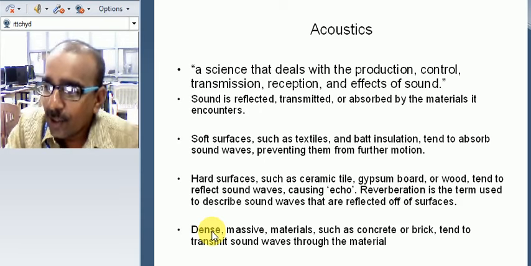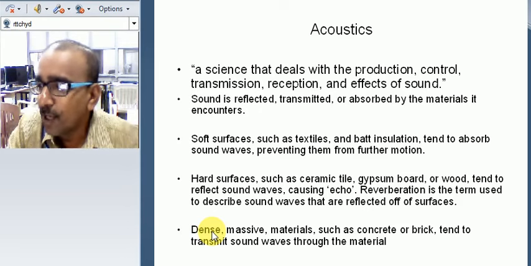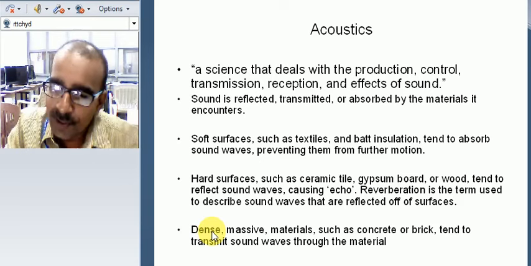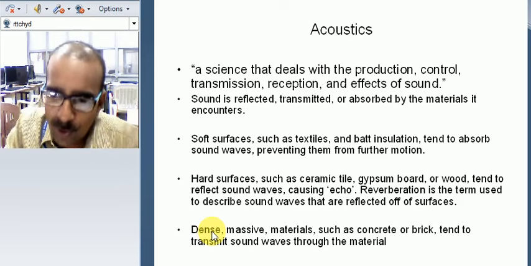The hard surfaces such as ceramic tiles, gypsum boards or wood tend to reflect sound waves, causing echoes. The echo is nothing but the reflected sound wave caused by reflection from any such material, the ceramic tile, gypsum board or any other.